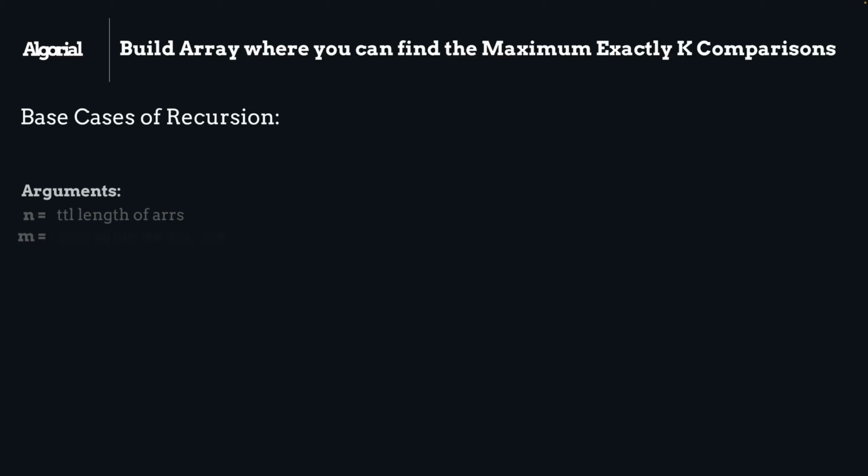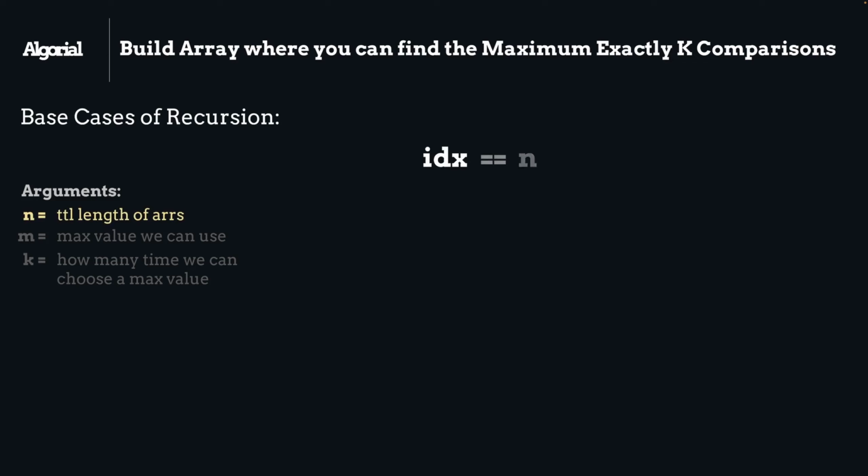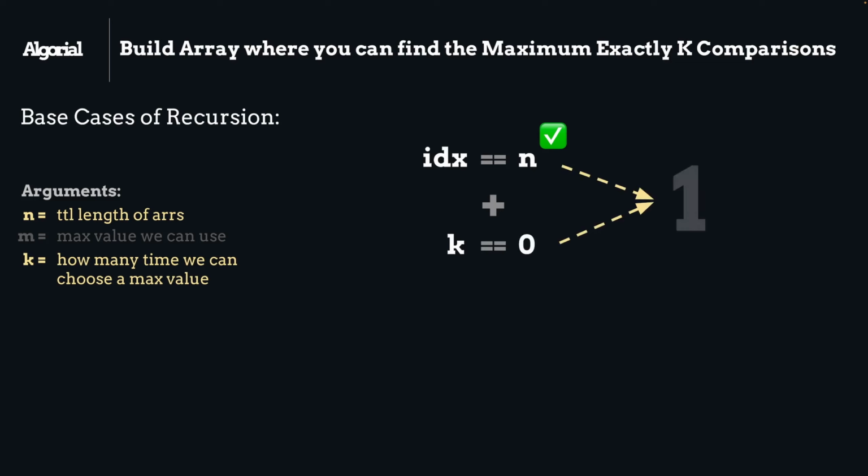As for our base cases, remember that idx variable we were talking about, keeping track of how many items we have already added to the array through the algorithm. At any point, if that idx value ends up being equal to the n value, that would mean we are done with that possible answer. And if in that case we happen to have k as 0 as well, we return 1 because we have one possible answer now.